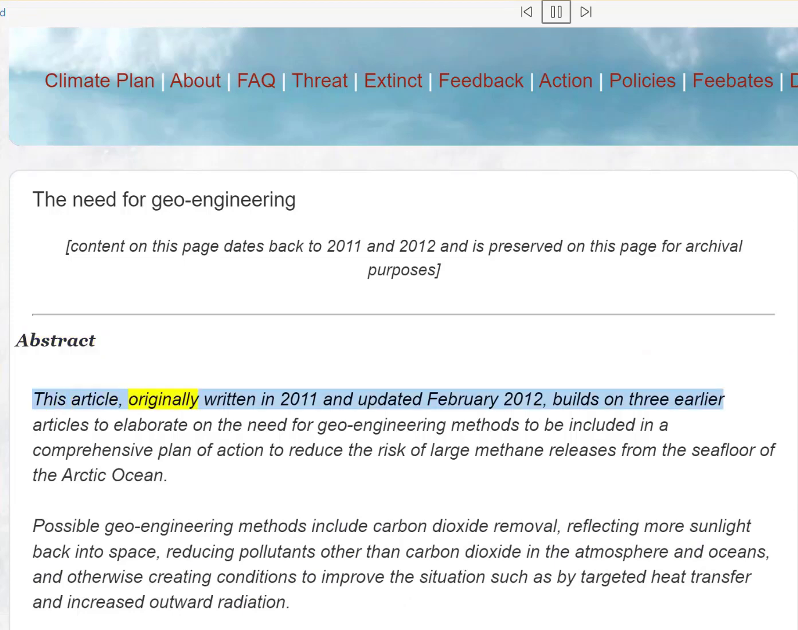This article, originally written in 2011 and updated February 2012, builds on 3 earlier articles to elaborate on the need for geoengineering methods to be included in a comprehensive plan of action to reduce the risk of large methane releases from the seafloor of the Arctic Ocean.